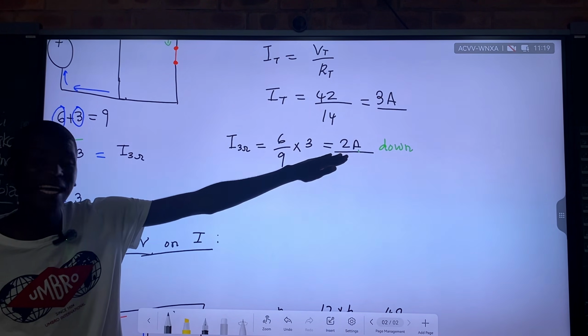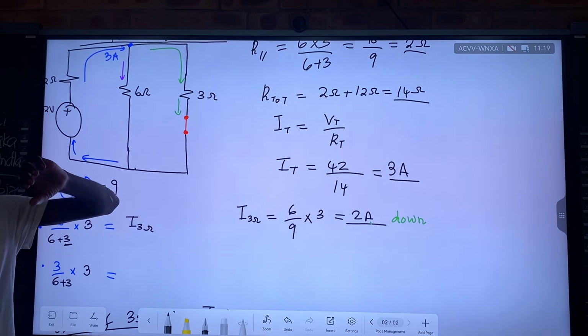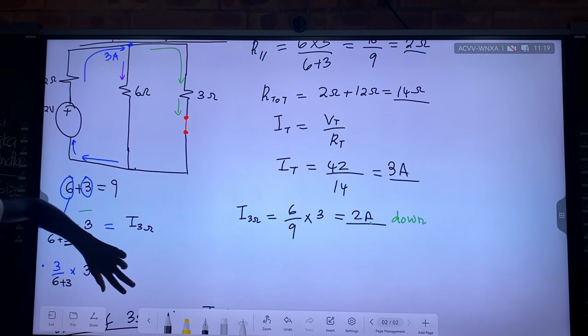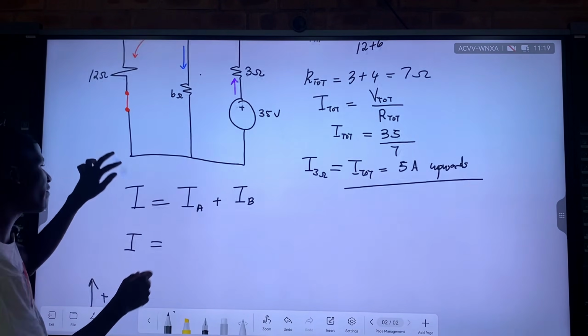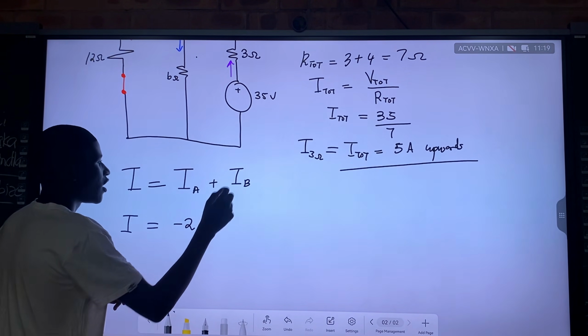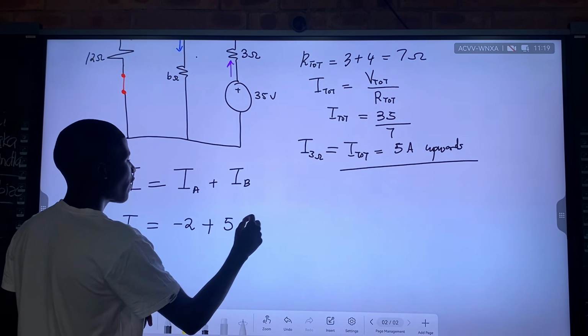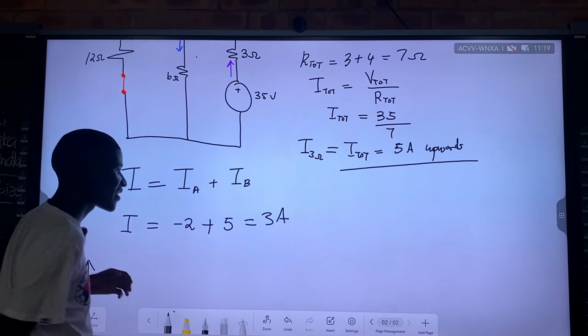Njengoba ithi down kanjena 2 amperes down. Njengoba ithi 2 amperes down, it means ukuthini it's going to be negative 2 amperes. So this is going to be negative 2 amperes. And then lo IP njengoba ithi up, this is going to be positive 5 amperes. So 5 minus 2 is 3 lapho. This is 3 amperes of current.